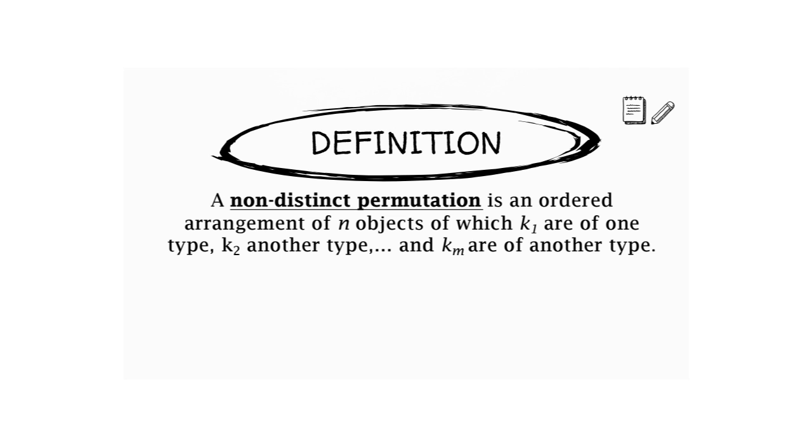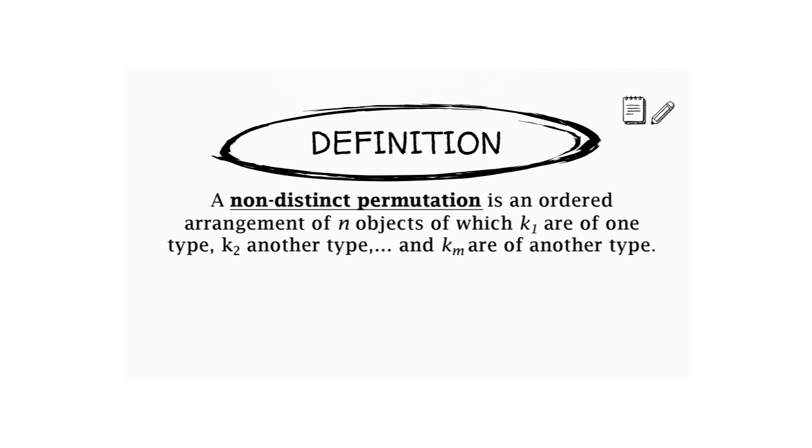And that brings us to our next definition. Sometimes the objects are not distinct. Sure, people are always distinct. You can tell the difference between one person and another, even if you don't maybe know their name. But sometimes you're arranging things like letters, and I can't tell the difference between one letter L and another letter L. So we have a way to adjust our permutation formula when the objects are non-distinct.